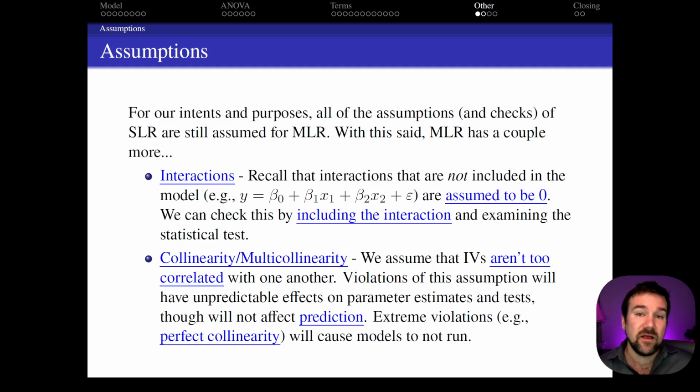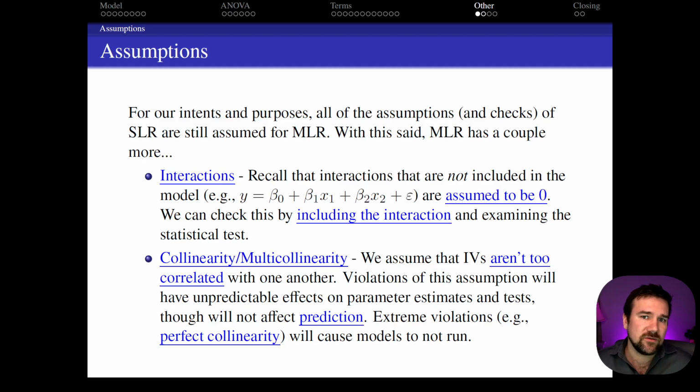All right. Another one that we have here is collinearity and multicollinearity. Collinearity and multicollinearity refer to the fact that we make an assumption with multiple independent variables that the independent variables don't overlap too much, that they're not too correlated with one another. When this is violated, there are some unpredictable effects on things like parameter estimates, that is the effects of variable 1 on the outcome and variable 2 on the outcome. Both of those betas can do weird things, also on the tests.